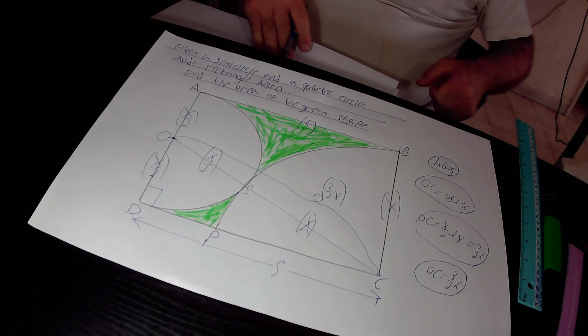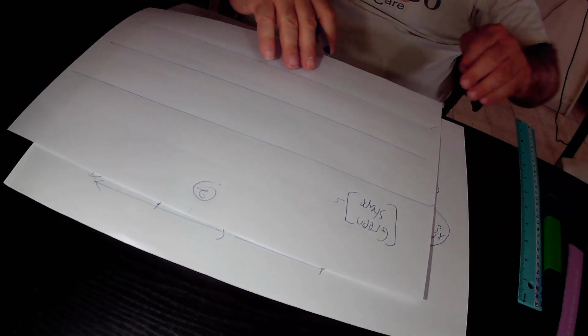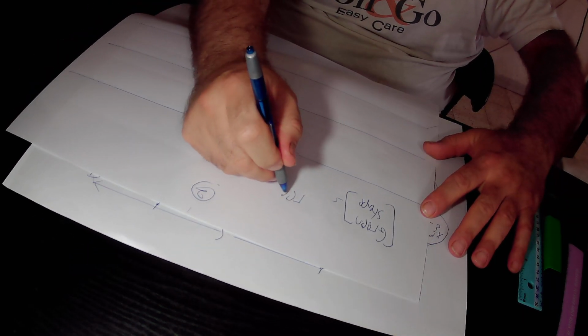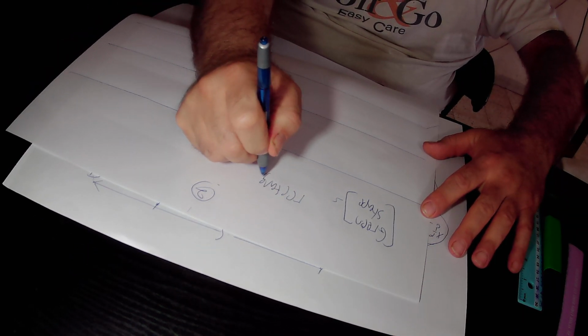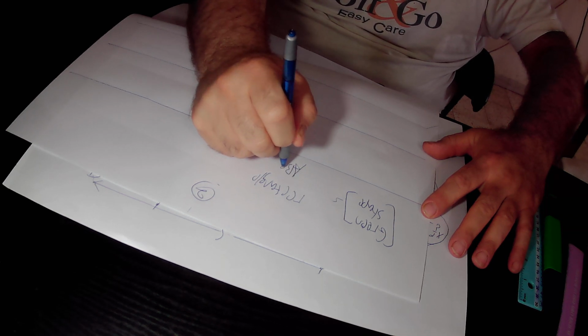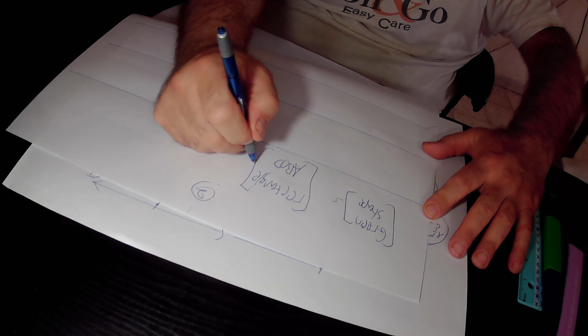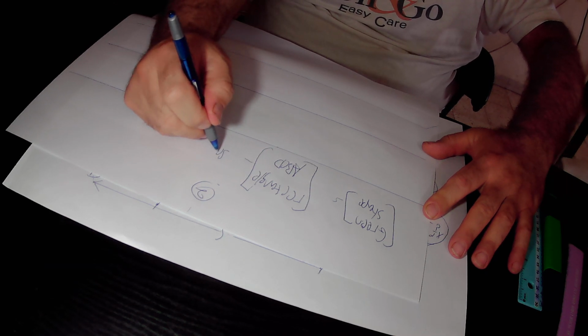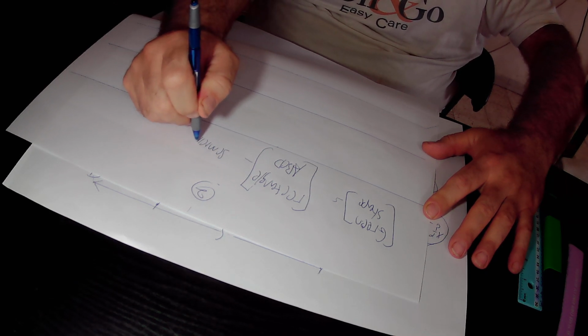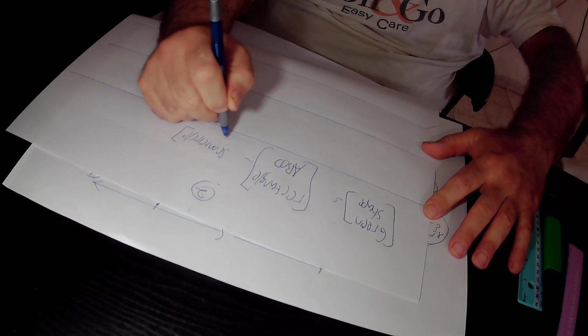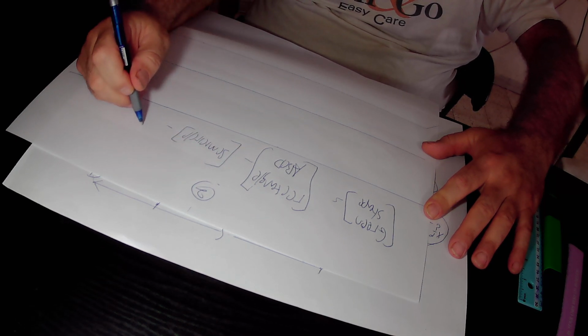So write it down. The area of the green shape in total equals the area of rectangle ABCD minus the area of the semicircle minus the area of the quarter circle.